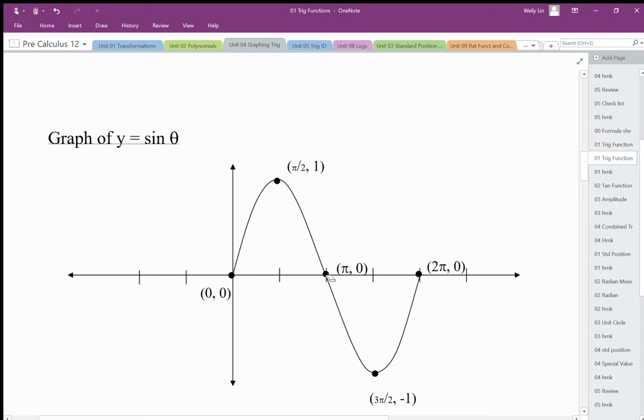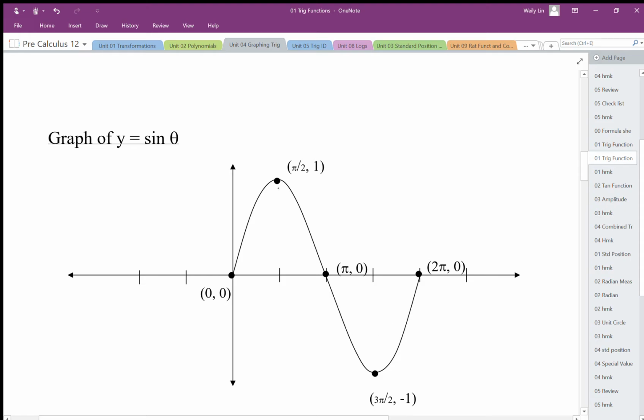Okay, each quadrant is divided up by 90 degrees or pi over 2. Some key parts are, well, we want it to be able to understand the transformations. We really want to have some key parts to keep track of. And the most obvious parts are going to be the 0, 0 coordinate, the starting point, our max point, which we get at 90 degrees or pi over 2, our 0 again at pi, our min point at 3 pi over 2, and back down to 0. So those are 5 key points that we're going to use.